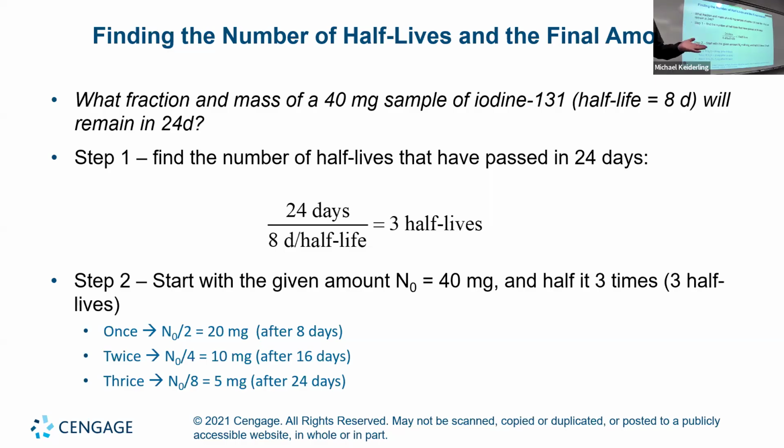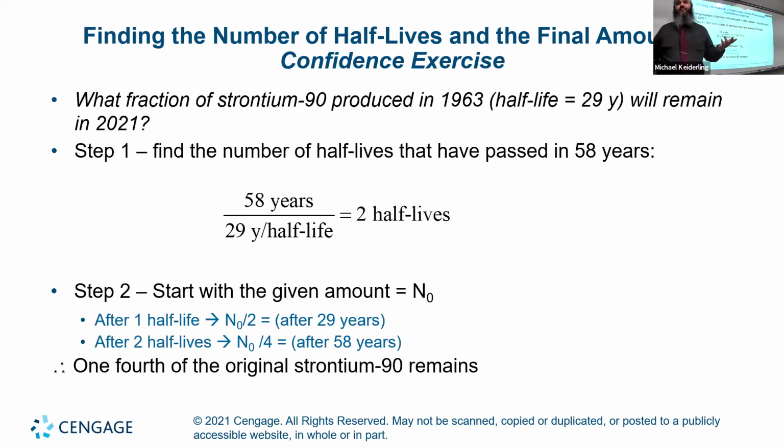And this process of decay means that you can use radionuclides like a clock. You can measure the age of things by how much these nuclei have decayed. So here, what fraction of the strontium-90 produced in 1963 with a half-life of 29 years will remain in 2021? Well, that's 58 years. So that's 2 half-lives. So a quarter of the original strontium-90 will remain.